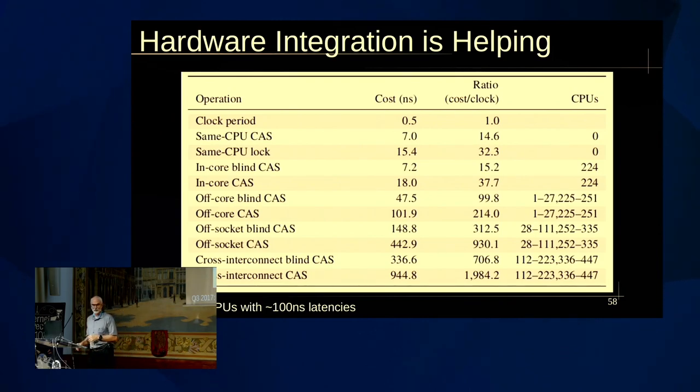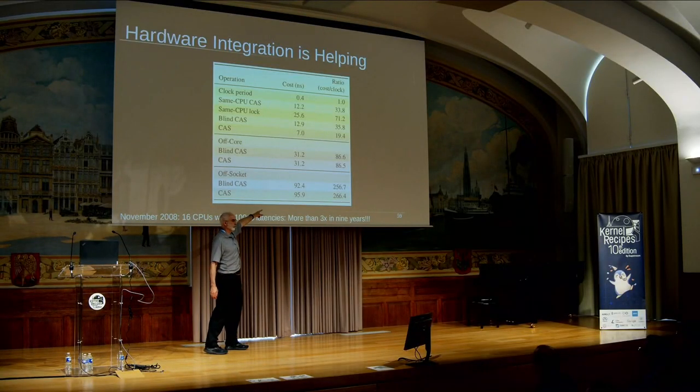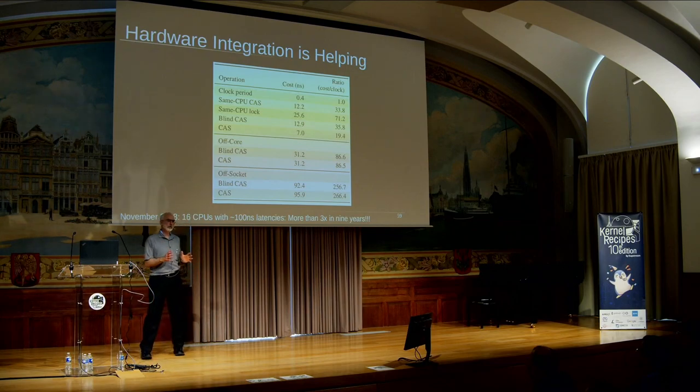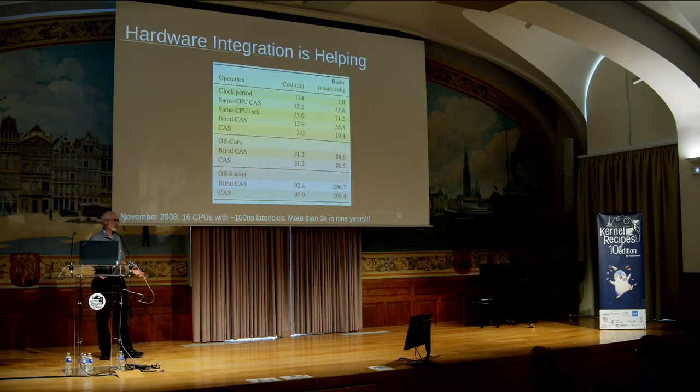Let's go back in time 9 years before that. This machine was new in 2017. And this is another machine I was using earlier. If you look for off-socket, the worst case was just about 100 nanoseconds, but with less than a third of the CPUs. So in 9 years, we've got roughly the same latency extended to more than three times the number of CPUs. And that's significant. I mean, yeah, sure, it's not 2x every 18 months, like guys like me got used to in the 80s or 90s, but that's moving along.